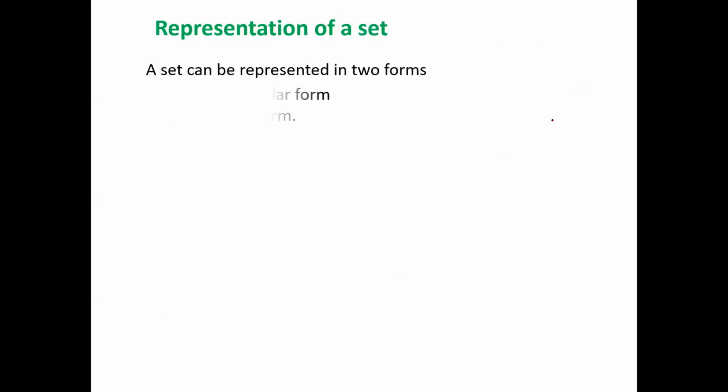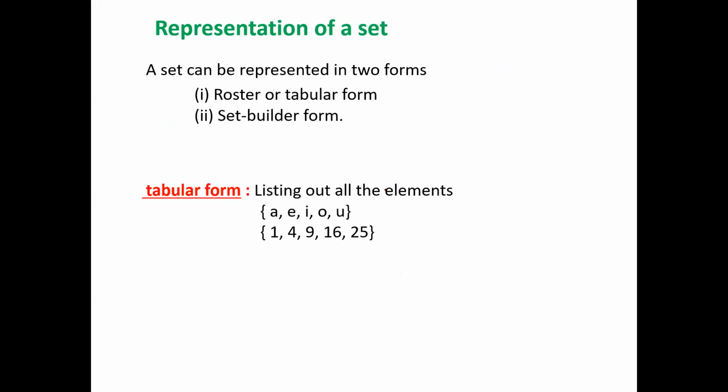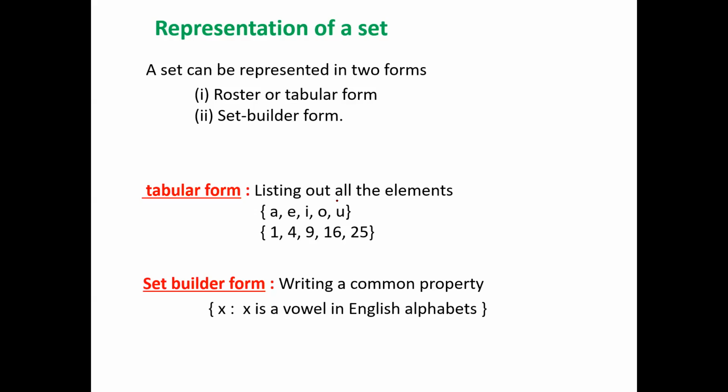There are different ways of writing a set. One is called the roster form or the tabular form. The other is called the set builder form. In tabular form, we list out all the elements. In set builder form, we use a common property and write: set of all x such that x is a vowel in English alphabets. Set of all x squares such that x is in N and x is less than or equal to 5.